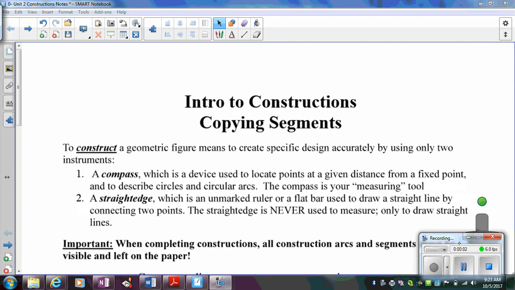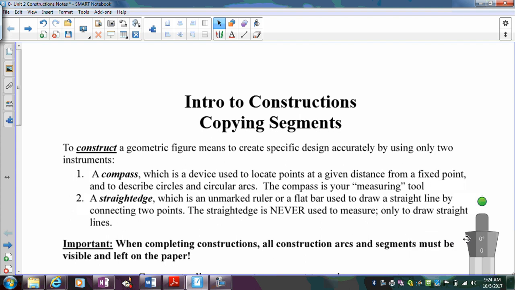In this video, we're going to start to learn about what we call constructions. So in geometry, when we talk about constructions, it means that we're creating a specific design that's using two instruments. So a compass and a straight edge. A compass is the first thing that you have to have in front of you. So if you don't have that, pause the video, go grab it.